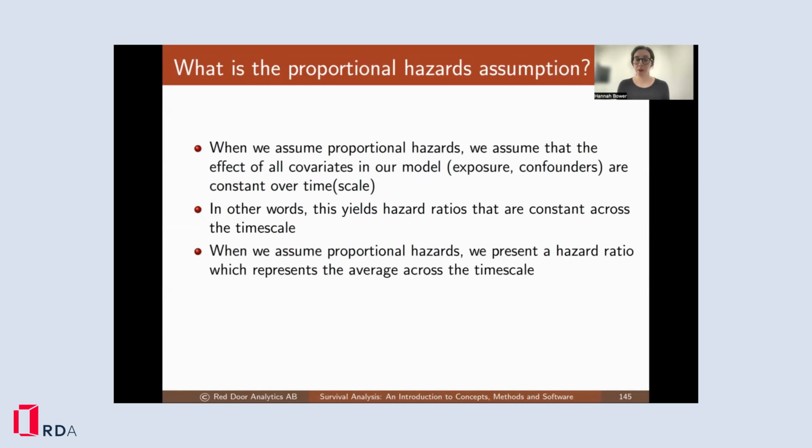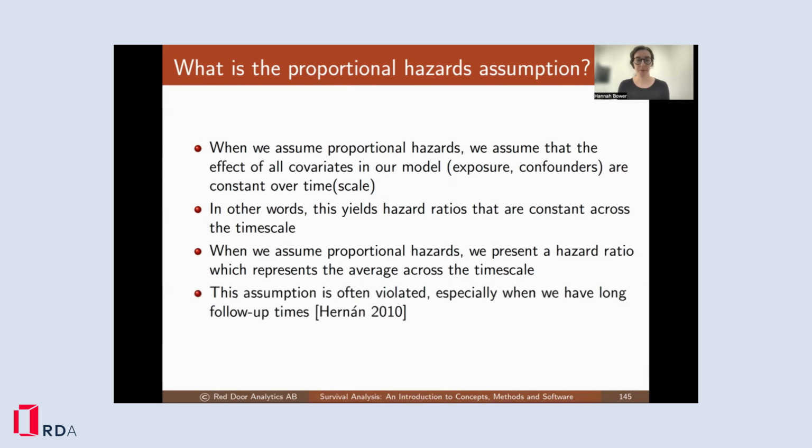So when we assume proportional hazards, we present a hazard ratio which represents some sort of average across the whole of the time scale. This assumption is often violated, especially when we have long follow-up times. And we'll discuss how to address or assess the proportional hazards assumption in this section of the course.